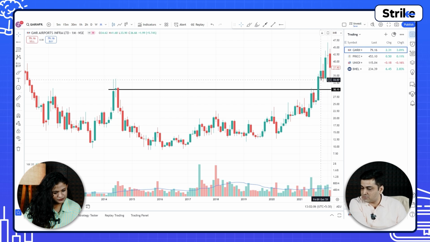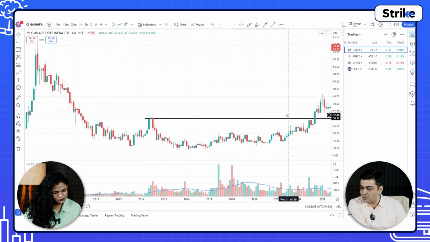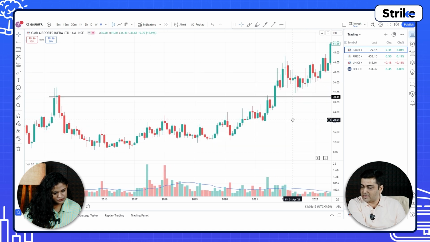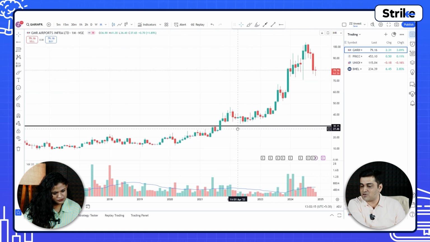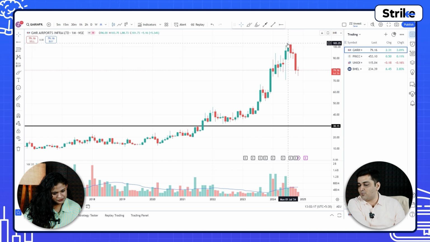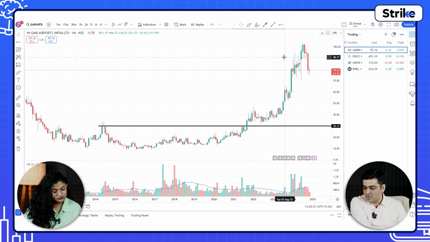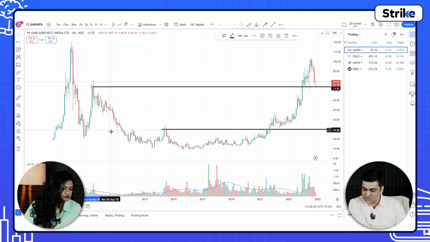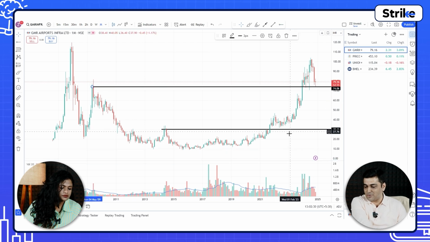So from 35, where did the prices go? Prices came down a little bit to take support at this trend line. And then from there, it simply bounced back and reached 100 rupees within no time. Now, what you can see over here is another pattern. So this is a bigger rounding pattern which has already been formed.